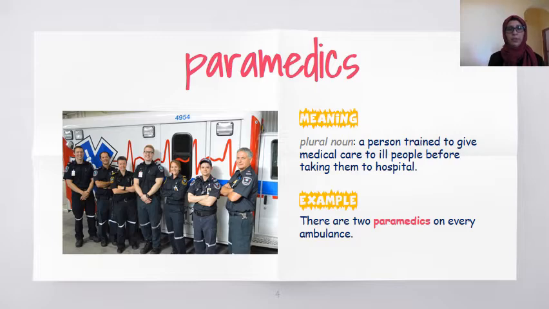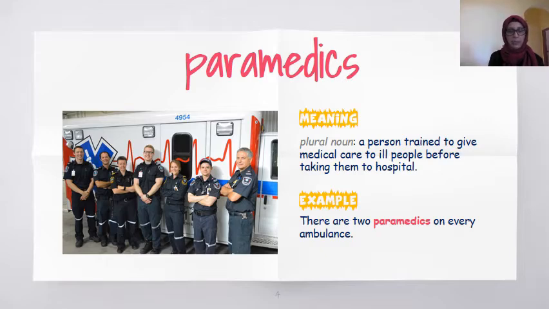So the first word we have is the word paramedics. Paramedics, these are people. The word paramedics is plural, because it has an S at the end. What is the singular form of paramedics? It's paramedic, only one. A paramedic is a person trained, it means he worked hard, to give medical care to ill people. Ill means sick. People is the plural of one person. To sick people or ill people before taking them to hospital. So a paramedic gives emergency medical care and then takes that person to the hospital.